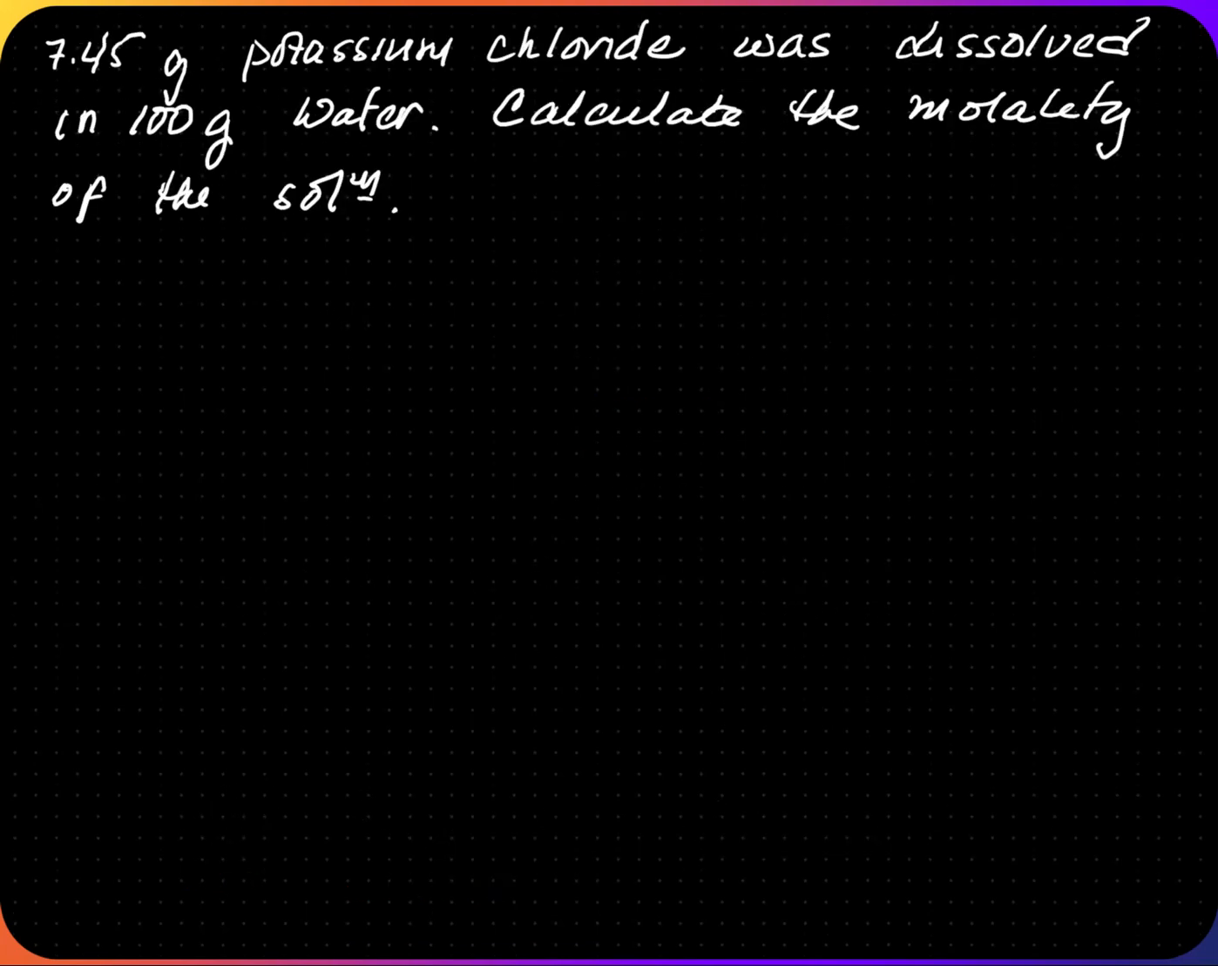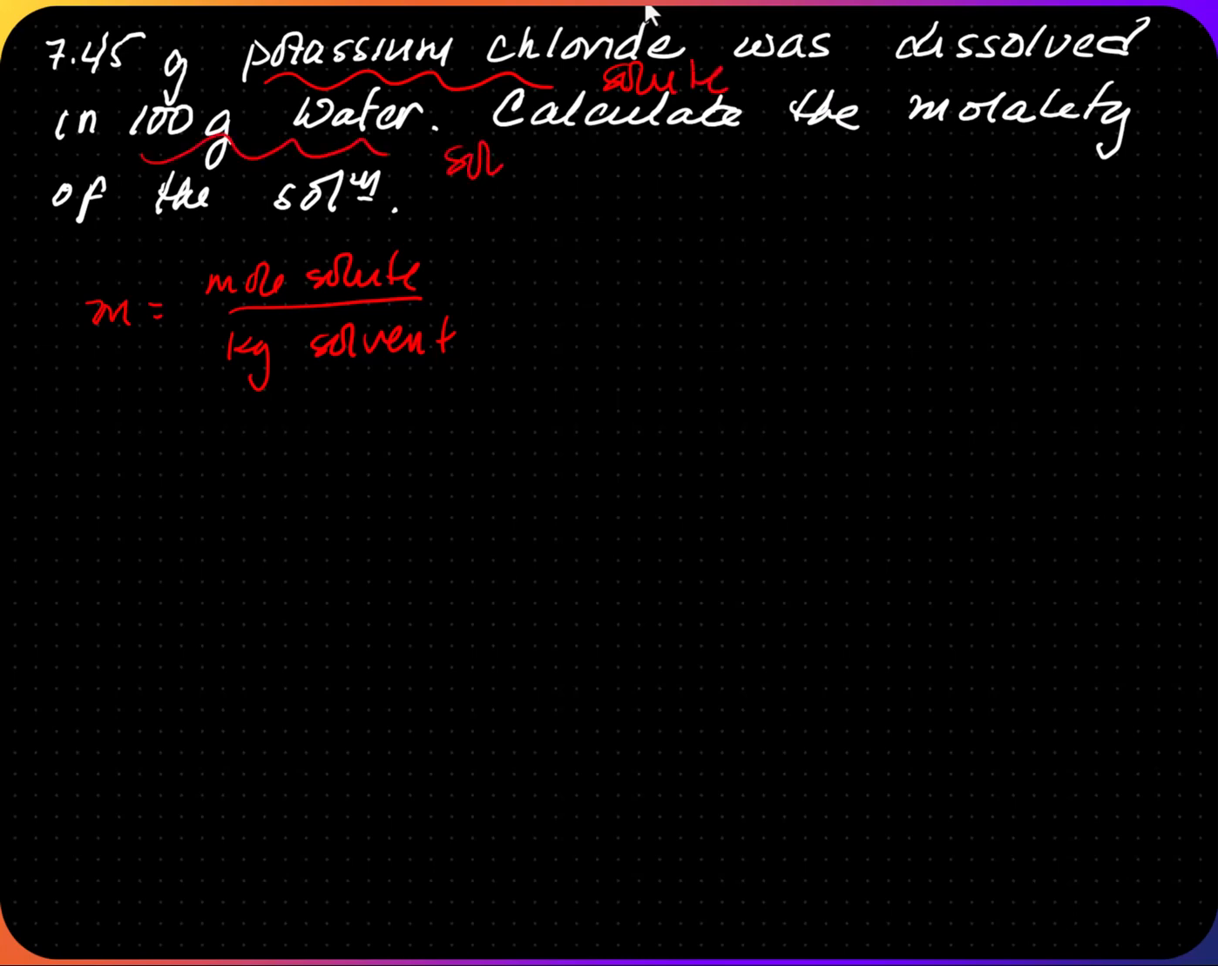Pause the video, try these problems on your own, and then check your answer. This problem is pretty straightforward. We have 7.45 grams of potassium chloride dissolved in 100 grams of water. Calculate the molality of this solution. The general formula for molality is little m, which is moles of solute divided by kilograms of solvent. My solute is my potassium chloride because that was being dissolved. My water is my solvent.